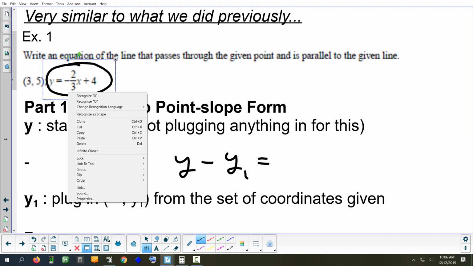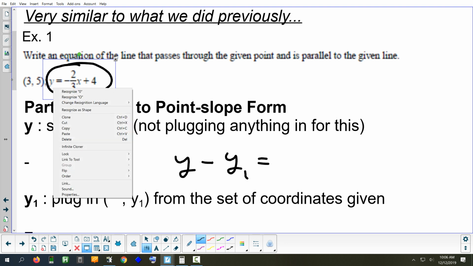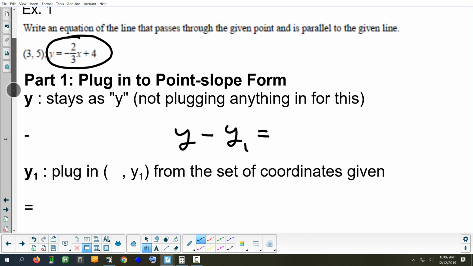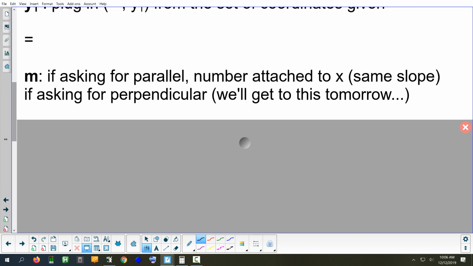is that the same slope? Has to have the same slope, negative 2/3. If that line has a slope of negative 2/3 and you want to know one that's parallel, then that one has a slope of negative 2/3 as well. They have to have the same slope. Okay? So that's the key there, right? The slope for the line that's parallel is the same.